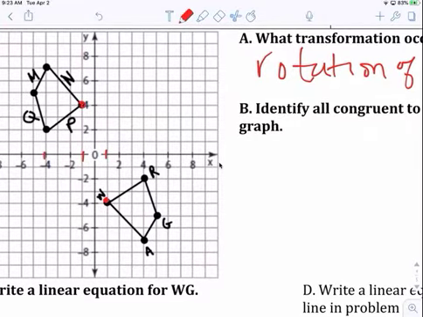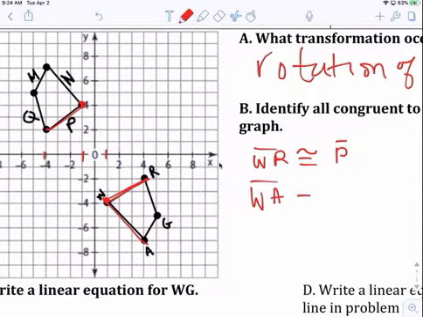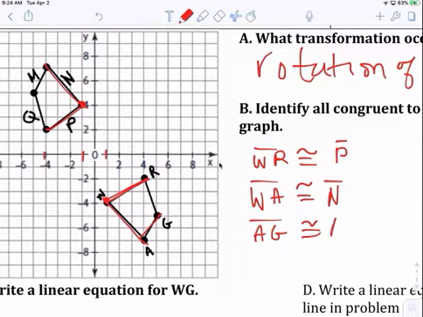Identify all congruent line segments from the graph. Okay, congruent line segments. W to R is congruent to, okay, which one does that look like? P, right? Line P. Okay, W to A is congruent to line segment N. A to G is congruent to line segment M, and the last one, R to G, is congruent to line segment Q.